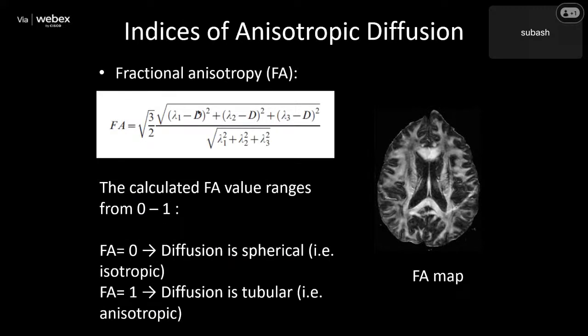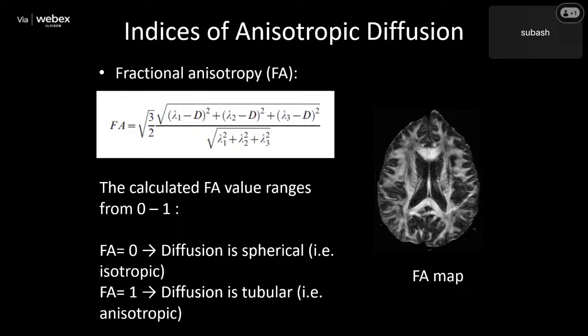So fractional anisotropy is given by this formula written here. Fractional anisotropy is square root of 3 by 2 times the norm of lambda 1 minus D, and so on, where D is lambda 1 plus lambda 2 plus lambda 3, the average of the three lambdas, or you can use lambda bar, which is the average of diffusion in three orientations. So this FA is the fractional anisotropy. It can be zero if the medium is isotropic. If the medium is completely anisotropic, it can have a value of one. So it will always have a value between 0 and 1.